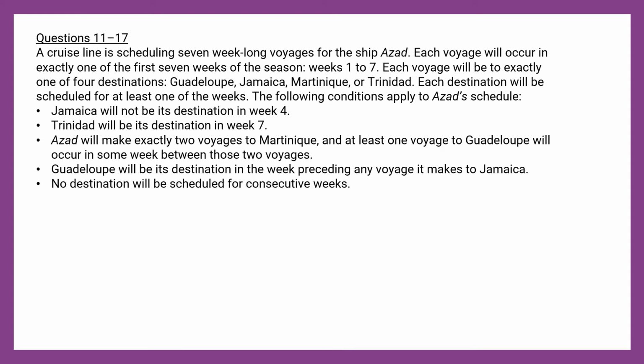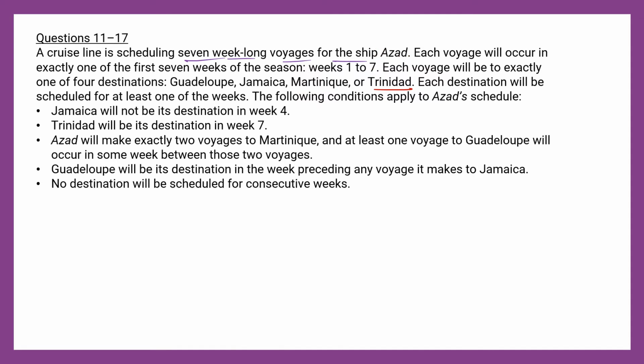Right, so we're looking at the rules for questions 11 to 17, okay? It says that a cruise line is scheduling 7-week-long voyages for the ship A. Now, I don't want to take the effort of looking at these names in here because names are kind of hard, they're long, makes life tougher. Let's just refer to things by their first alphabet, okay? So then you don't have to waste time and effort in knowing the pronunciation of these names, okay?